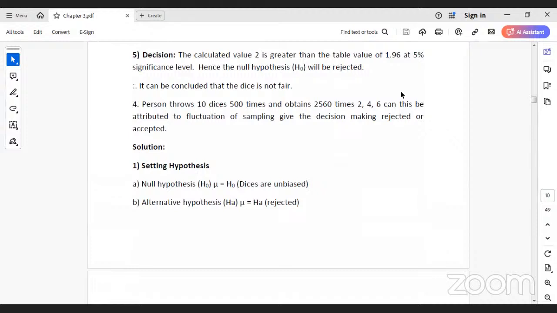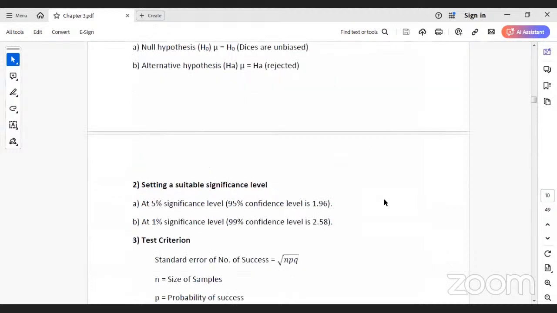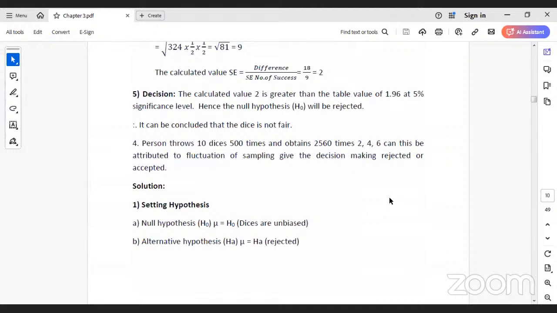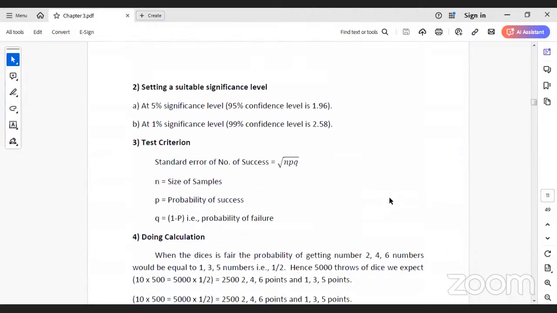That is setting hypothesis. A, null hypothesis; B, alternate hypothesis. The dice are unbiased. They are rejected. Okay. So is 5% given or 1% given? You observe the question, nothing is given. So consider only 5%, that is 1.96. Okay. Test criterion: standard error of number of success is equal to under root NPQ. N is equal to size of sample, P is equal to probability of success, Q is equal to 1 minus P, that is the probability of failure.